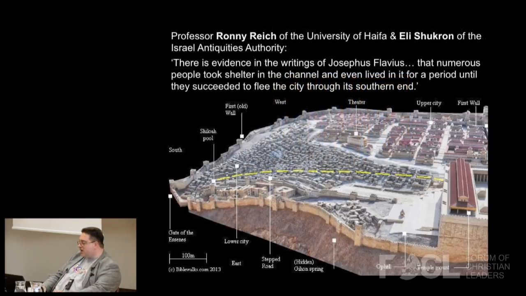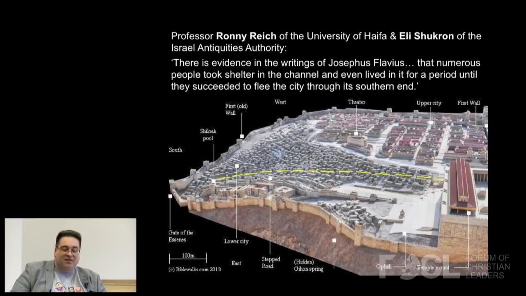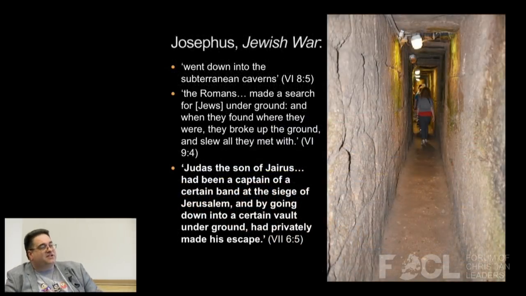Ronnie Reich of the University of Haifa and Eli Shukron of the Israel Antiquities Authority note that there's evidence in the writings of Josephus that various people took shelter in these underground channels, such as the drainage channel, and lived in it during the siege until they succeeded in fleeing the city. Well, some of them got discovered and murdered by the Romans after they'd finished with the temple. That's when they moved on to slaughtering the inhabitants of the city. And indeed, if you track down the references in Josephus' Jewish War, he talks about the subterranean caverns and the Romans searching for Jews underground and slaughtering them when they come across them.